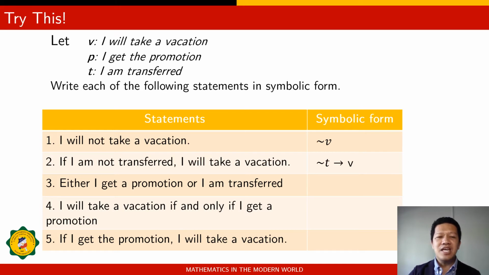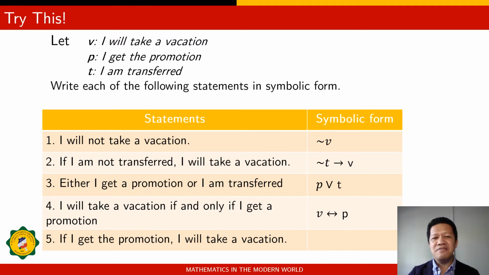For number three, either I get a promotion or I transferred, that is actually a disjunction because of the word or. And we use the symbol like the letter V. So P or T. For number four, I will take a vacation if and only if I get a promotion. This is an example of biconditional statement, and we use the symbol double-headed arrow, and the symbol will be V if and only if P.